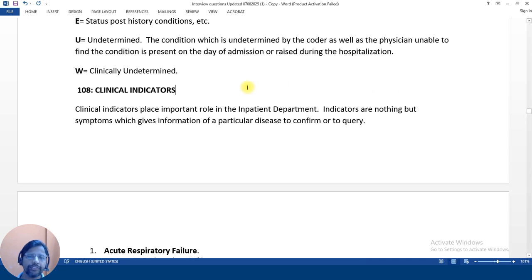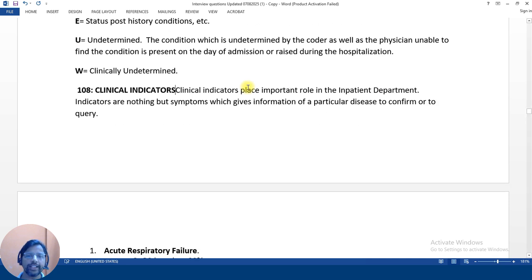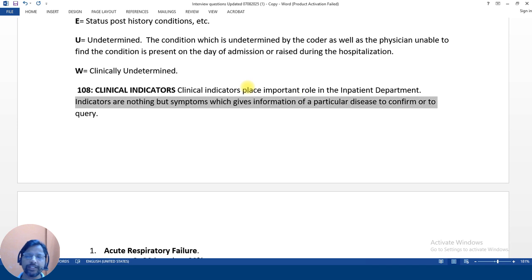Okay. So next, if you go to an interview, they may ask you what clinical indicators are. Clinical indicators play an important role in the inpatient department or inpatient coding. Clinical indicators are nothing but symptoms which give information about a particular disease, to confirm or to query. Basically these clinical indicators are the symptoms, and based on these symptoms the physician will suspect or rule out a few conditions.